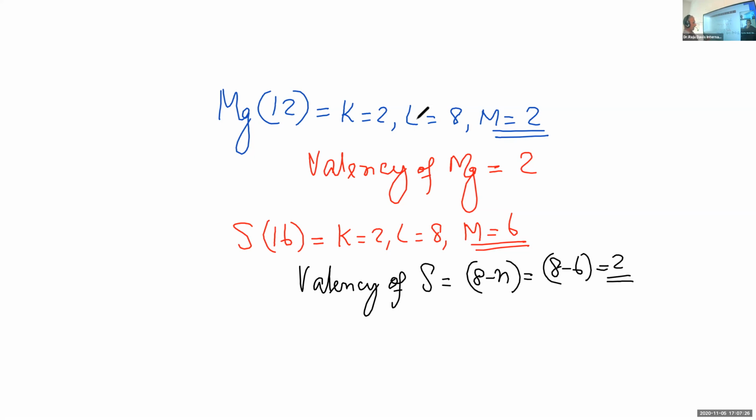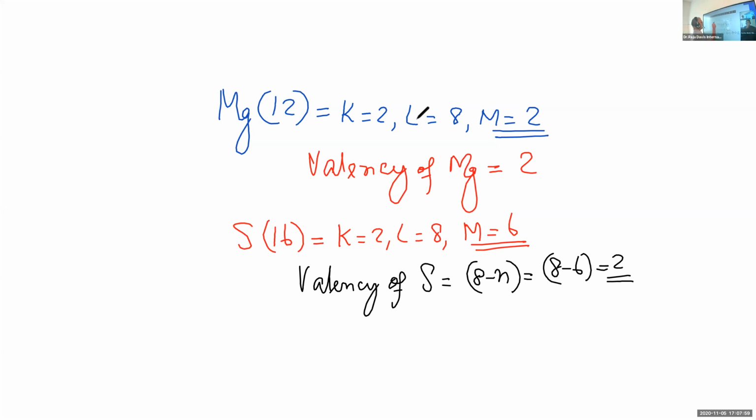So the valence of a sulfur atom is equal to 8 minus the number of electrons in the outermost shell. That is equal to 2. Not only that, during chemical reactions, one atom of sulfur gains 2 electrons, forming the S minus 2 ion, the sulfide ion, and therefore the valency of sulfur is equal to 2, the number of electrons gained.